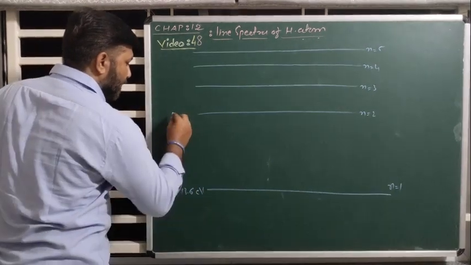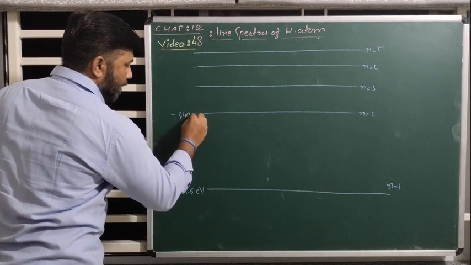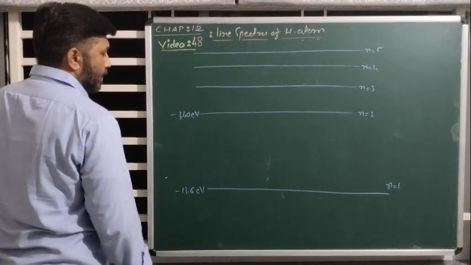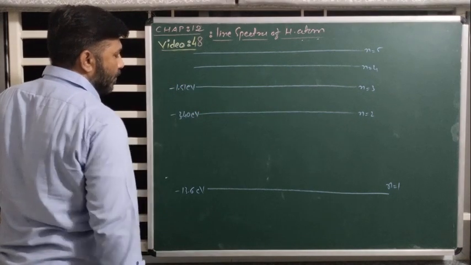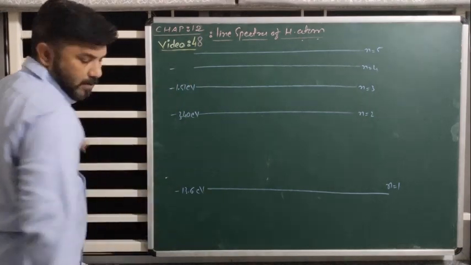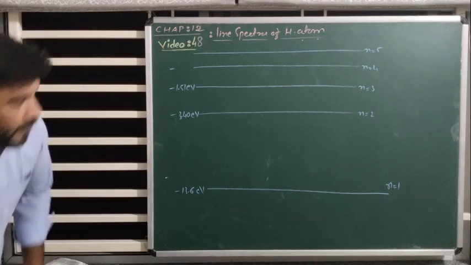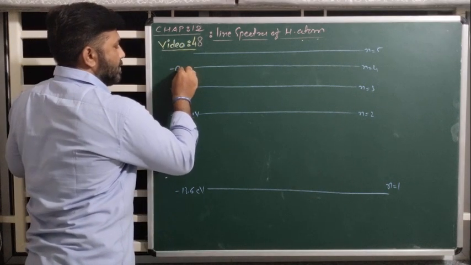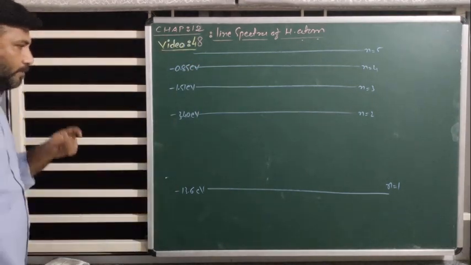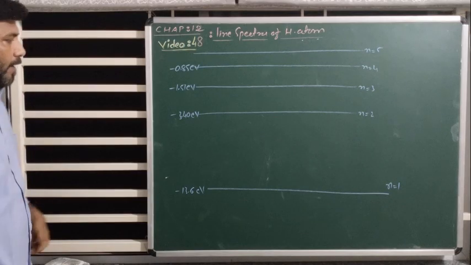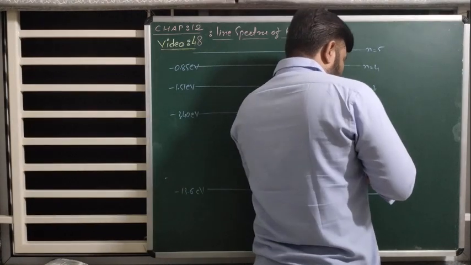Then after, what was there? Minus 3.40 electron volt. Then after, minus 1.51 electron volt. Minus how much? 0.85 electron volt, and so on. Got it? Okay, let us see the Balmer series first. What was that Balmer's equation?